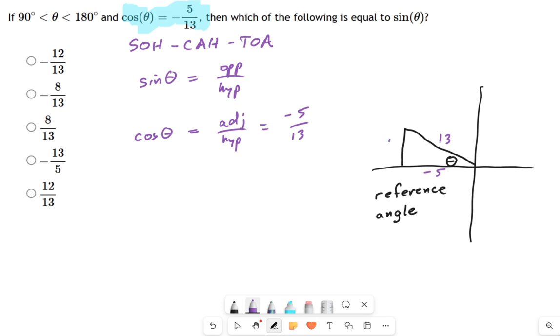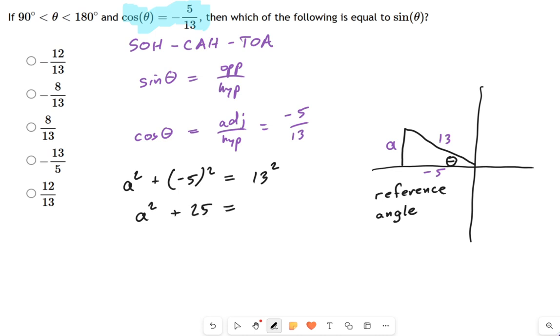Now, what is this right here, which I'm going to call, I don't know, my B's look like 6's, so let's call this an A. Right? What is A in that triangle? If we use the Pythagorean theorem, we get a squared plus that side, which is -5 squared, equals the hypotenuse squared also, which means a squared plus 25 equals 169, which means a squared equals 144, which means a equals plus or minus 12. You have to pick the plus or minus based on what makes sense in the picture.